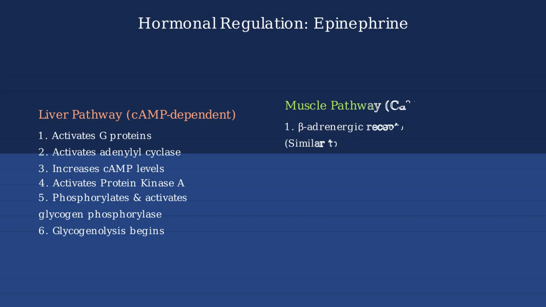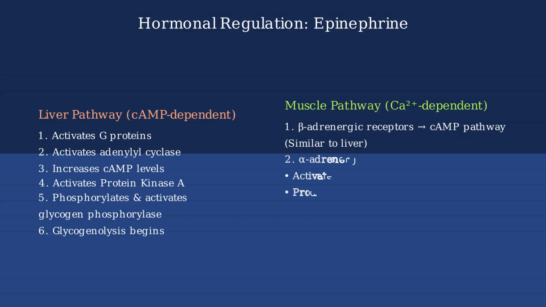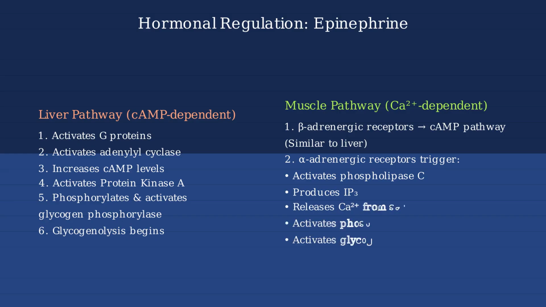In muscle tissue, epinephrine operates through two mechanisms. First, the cAMP pathway via beta-adrenergic receptors, similar to the liver. But muscle tissue also responds through alpha-adrenergic receptors, activating a calcium-dependent pathway. This involves phospholipase C and IP3 production. The IP3 triggers calcium release from the sarcoplasmic reticulum. This calcium then activates phosphorylase kinase, which in turn activates glycogen phosphorylase, leading to glycogenolysis.